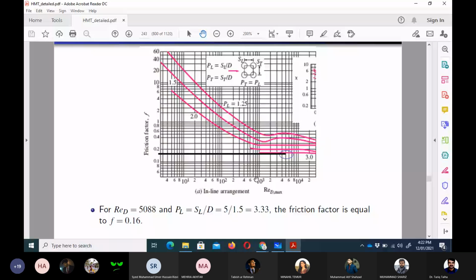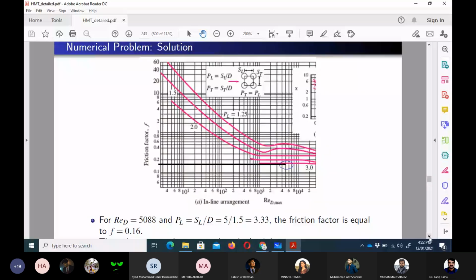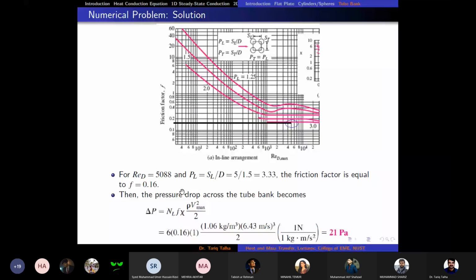So now we know the friction factor, x is equal to 1, rho is given in the data we have seen from the table, and Vmax we have calculated. It means that the pressure drop across this tube bank is only 21 Pascal, right? So this was a numerical. Any query in this numerical, anything which you couldn't understand here?